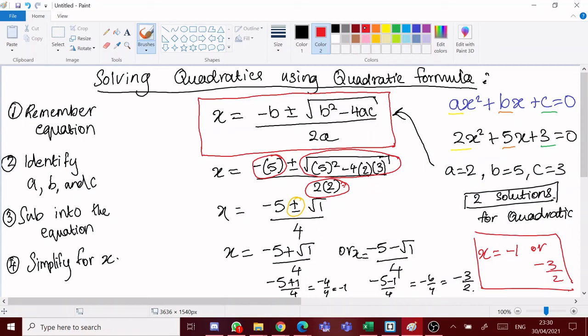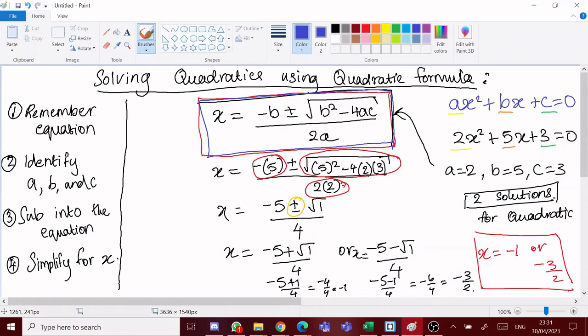So that is using the quadratic formula in a nutshell. But let's do a quick overview of what we did so far. First step is, of course, remember the formula. Without this formula, you cannot use this method. So make sure you know this formula.